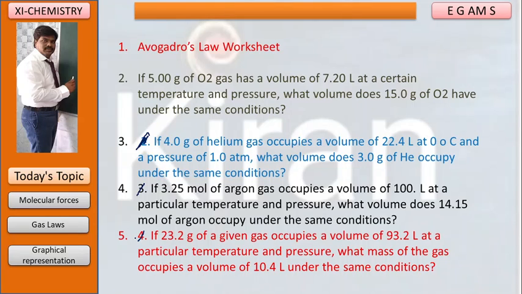So these are the 5 questions as a worksheet. Please go through that. You will get an idea how V1 by N1 is equal to V2 by N2. In all the cases, the same formula is applicable. Three values are given, and you have to calculate only one variable.